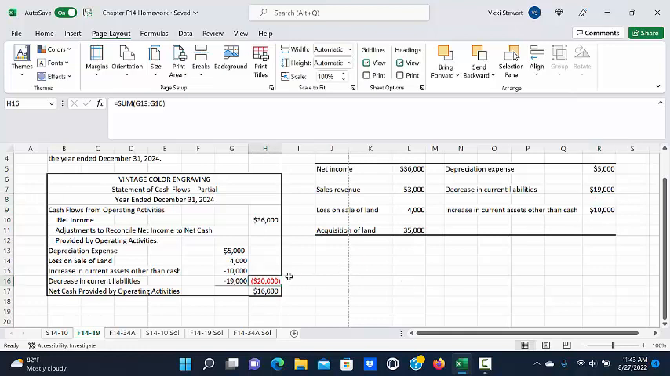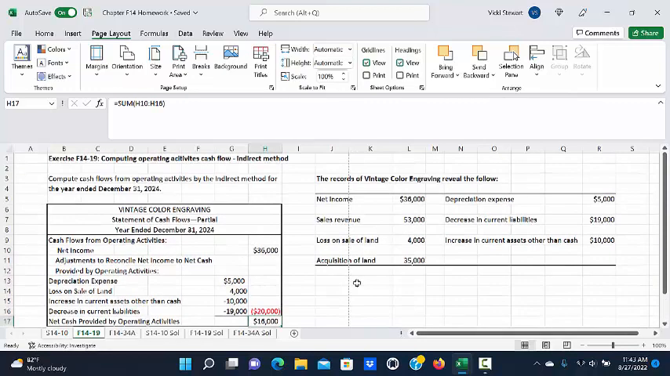The next thing that we would need to do to compute net cash provided by operating activities is to add up all of our reconciling adjustments. When we do that, we get a negative $20,000. When we add that to our positive net income, we get net cash provided by operating activities of $16,000. And that is the conclusion of the demonstration for exercise 1419.